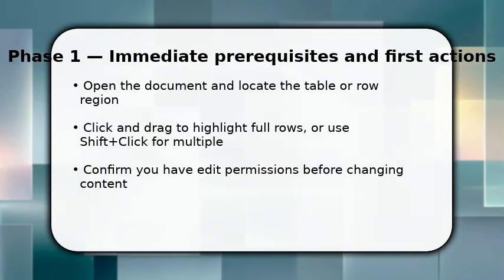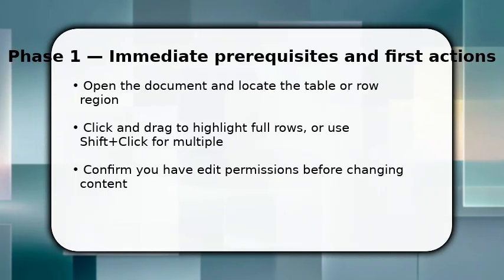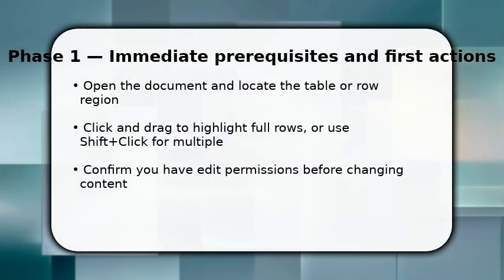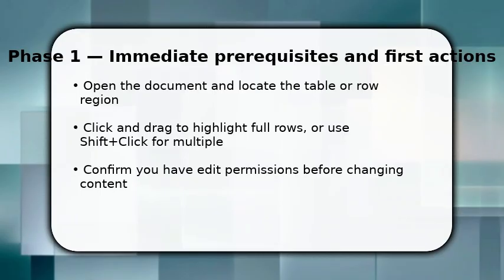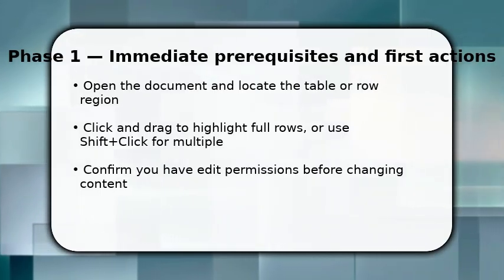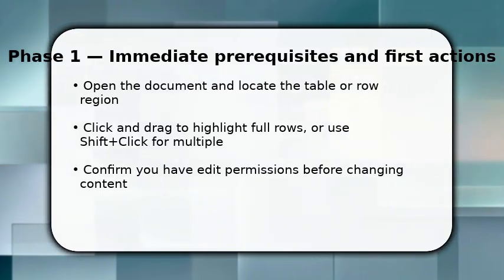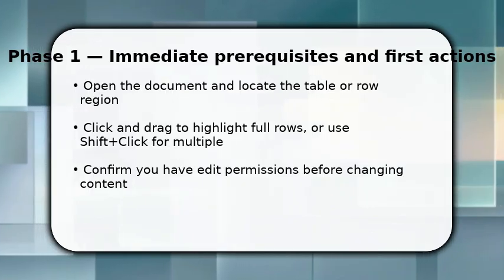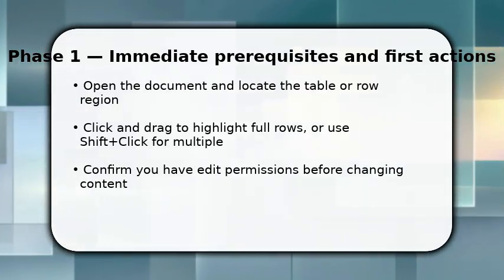You start by locating the rows you need to remove. This matters because partial selection breaks the delete action. Click and drag across the left edge to select whole rows, or use Shift+Click to extend selection quickly. Make sure you have edit permissions. Without them, you can't commit changes.